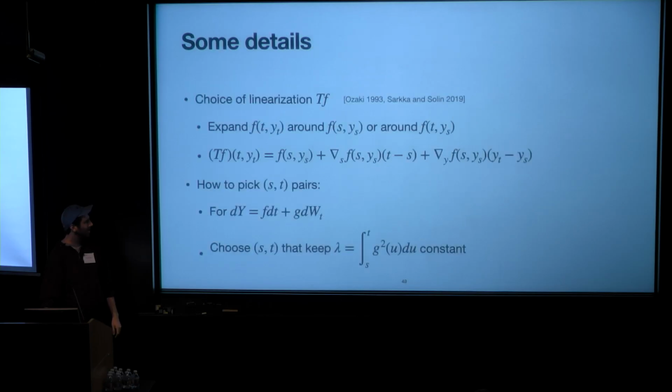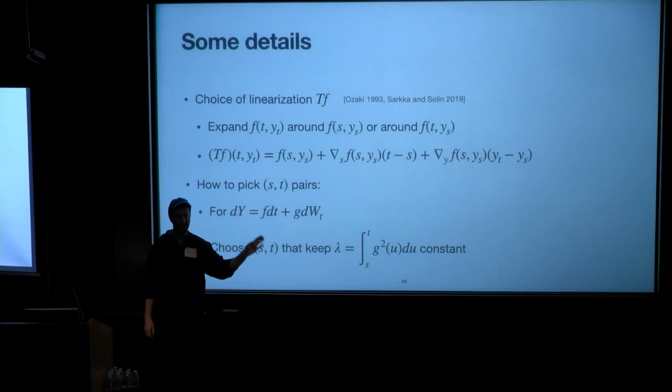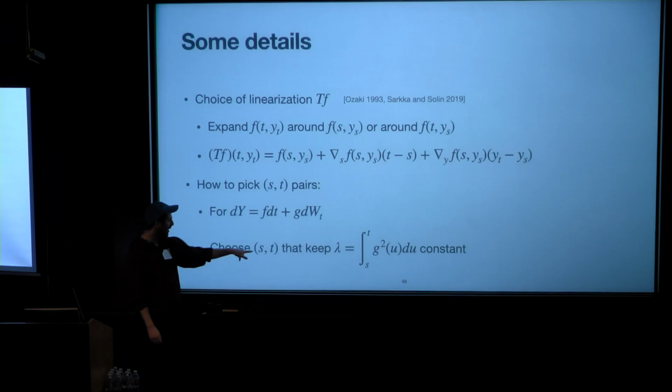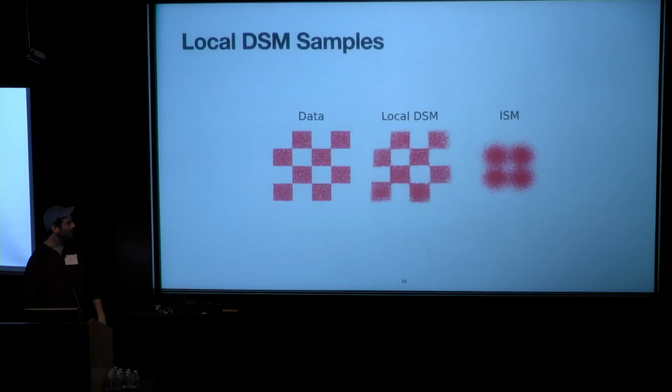It sounds simple, but there are already interesting design choices. There are different types of Taylor expansions you can pick for functions of 2 arguments, whether you expand around the target time or the time you're at. Also, how to even pick these pairs of times, S and T, along the diffusion trajectory. An example of something that's helpful is that diffusions don't evolve equally in equal time intervals. So you might want to pick S and T pairs that preserve a certain spacing of the integral of the diffusion coefficient. Here's an example of optimizing this localized denoising score matching.